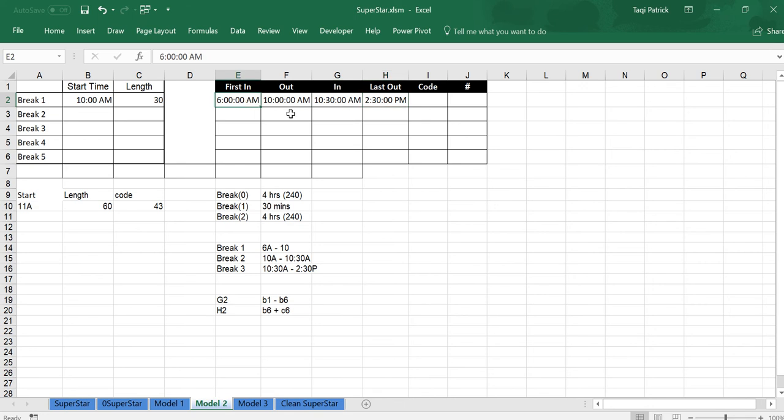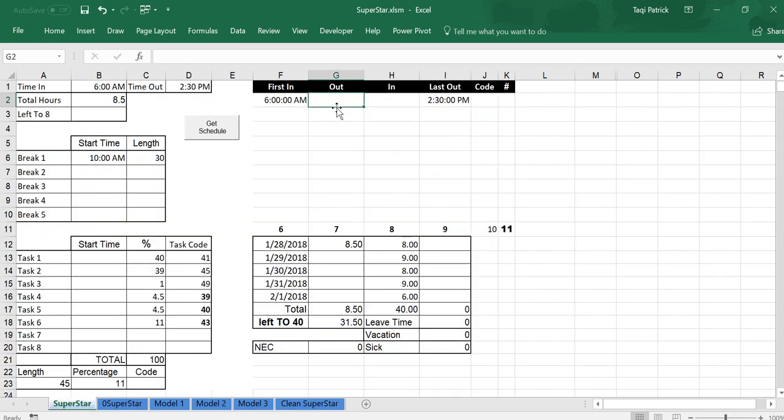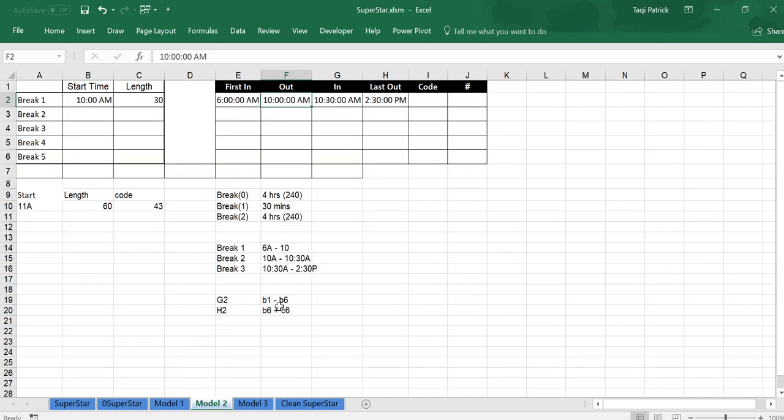are already there. And that would be done quite simply. If we need to get to this cell here, let's take a look at Superstar real quick, the actual sheet instead of the model. So if we need to get G2, all we need to say is G2 equals B6. Then there would be a small calculation for H2. We would say H2 equals B6 plus C6. And that's what I wrote here in the model.